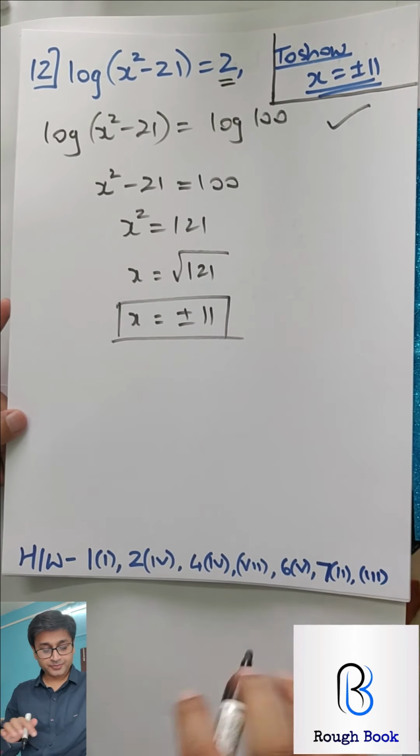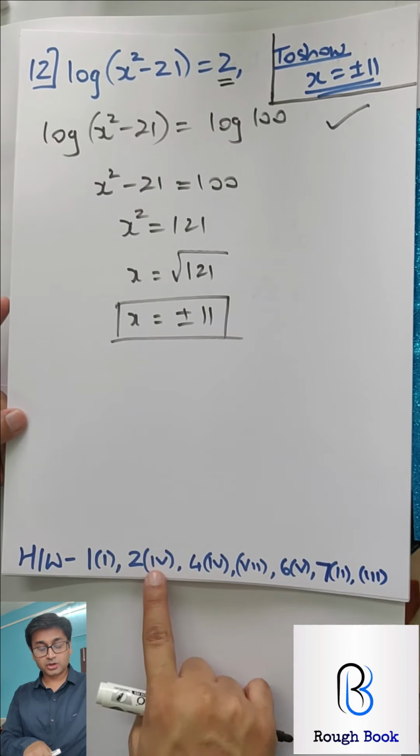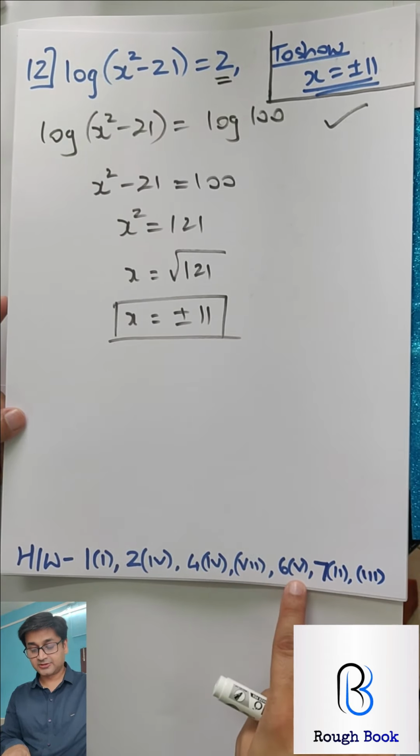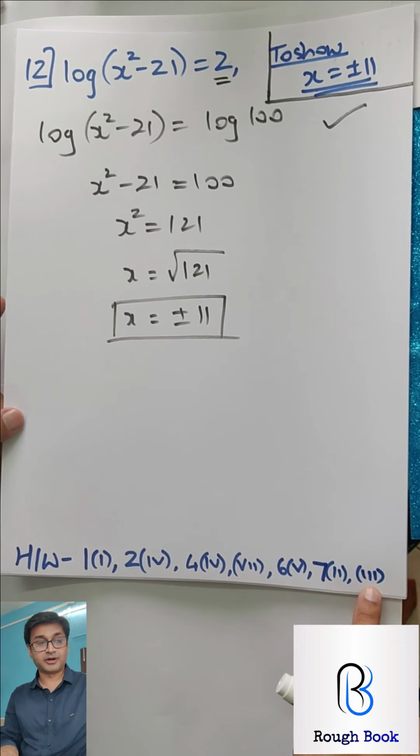For your homework, I want you to do 1 part 1, 2 part 4, 4 part 4, 4 part 7, 6 part 5, 7 part 2 and 7 part 3.